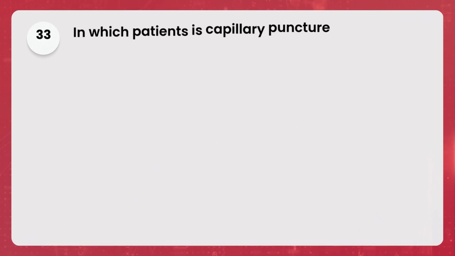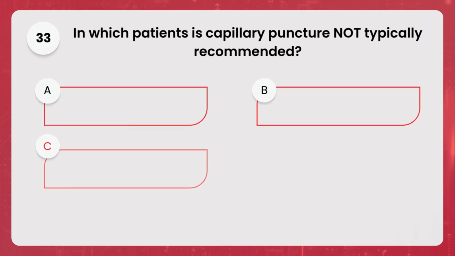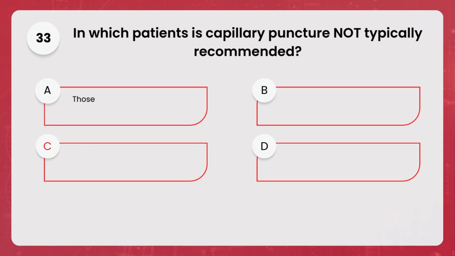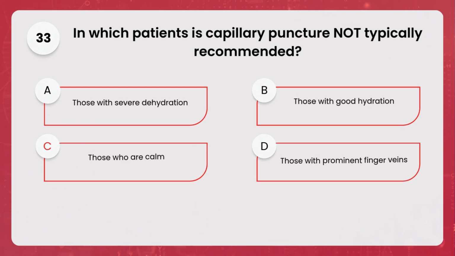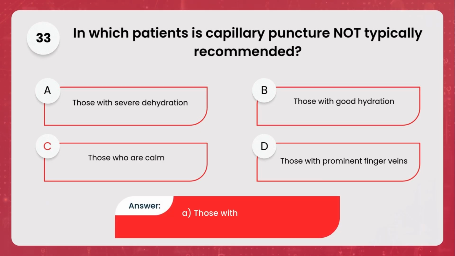Number 33. In which patient is capillary puncture not typically recommended? A, those with severe dehydration, B, those with good hydration, C, those who are calm, or D, those with prominent finger veins. The answer is A, those with severe dehydration.